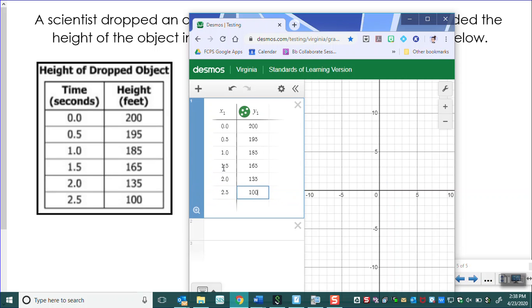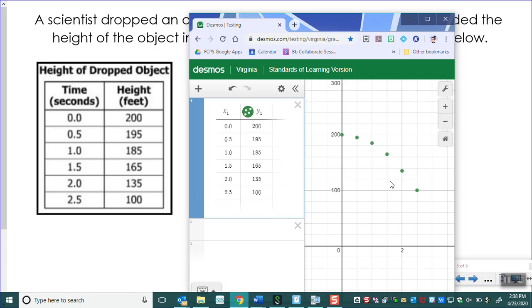Again, anytime we do this, we want to make sure that we've got everything in correctly. So we just double check that. And then we always want to check the shape of this data. So if I hit this magnifying glass here, it'll zoom right to where the data is. And I can see that this could be linear, but a quadratic is going to be a better fit. So now I'm going to fill in my regression model.